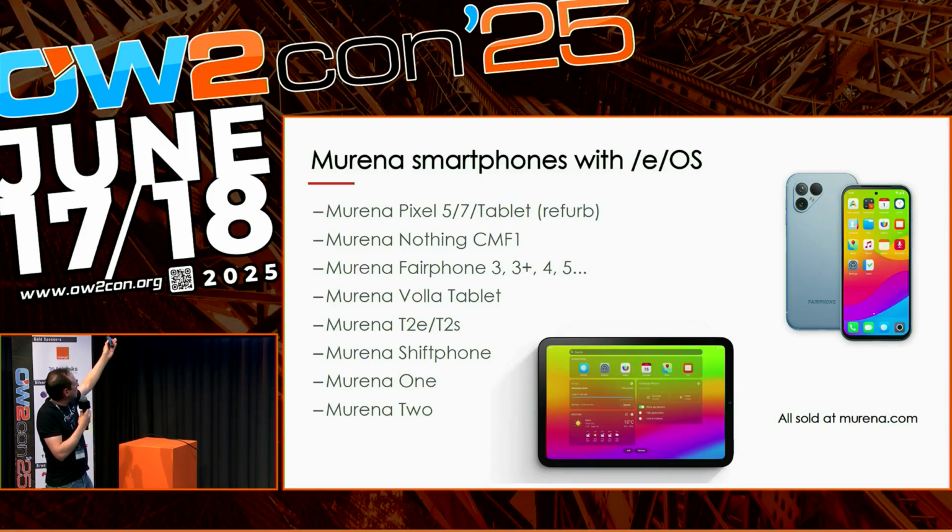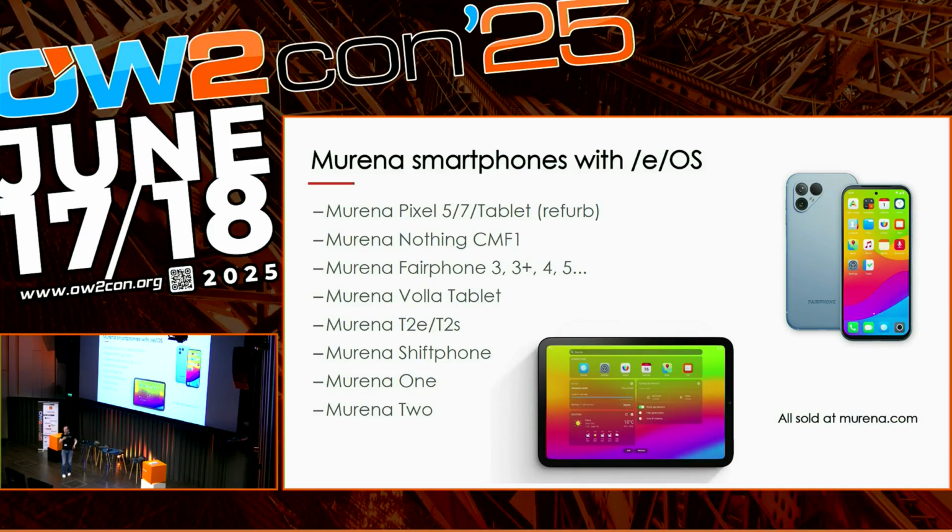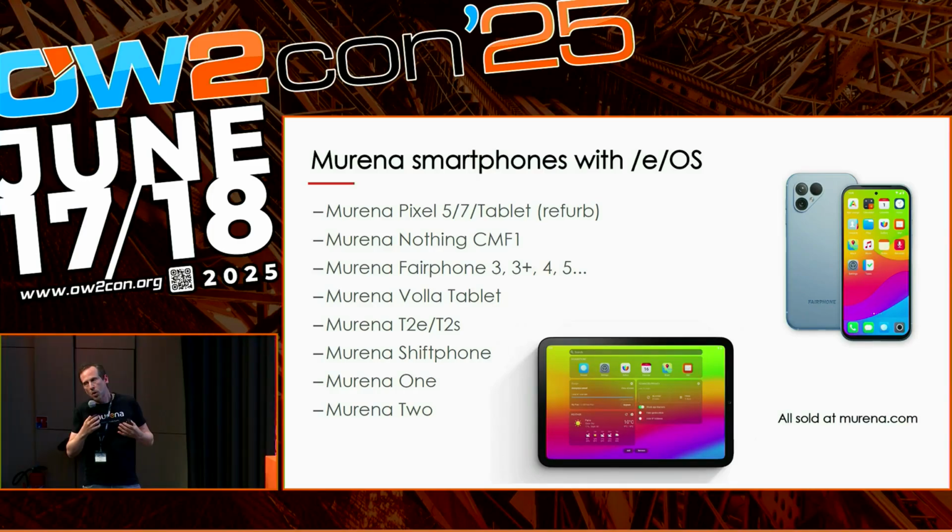Obviously, we have just introduced this tablet, which is the Murena Vola tablet. Vola is a German hardware maker, which is doing some smartphones and some tablets, and we share the same values in terms of privacy, for instance, and we are super happy to work with them. We also work with an American hardware manufacturer, which is called TerraCube, with the T2E and the T2S. The Murena Shift Phone is a new partnership with a new German hardware maker. And we have also released our own smartphones, which are called the Murena 1 and the Murena 2.